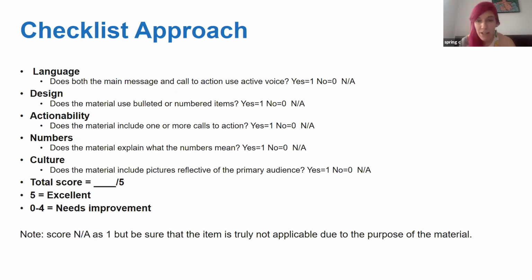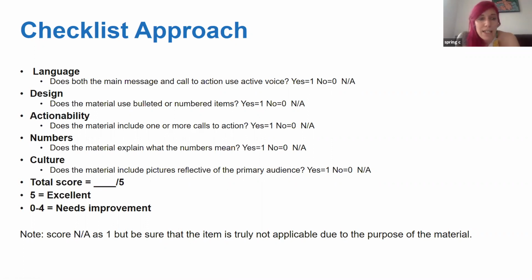And so we're going to give you just this very simple approach to help you look at a document, whatever it is that you've created, and say, okay, is this going to be understandable? This is our most simple version of a checklist to make sure that you have designed something well.